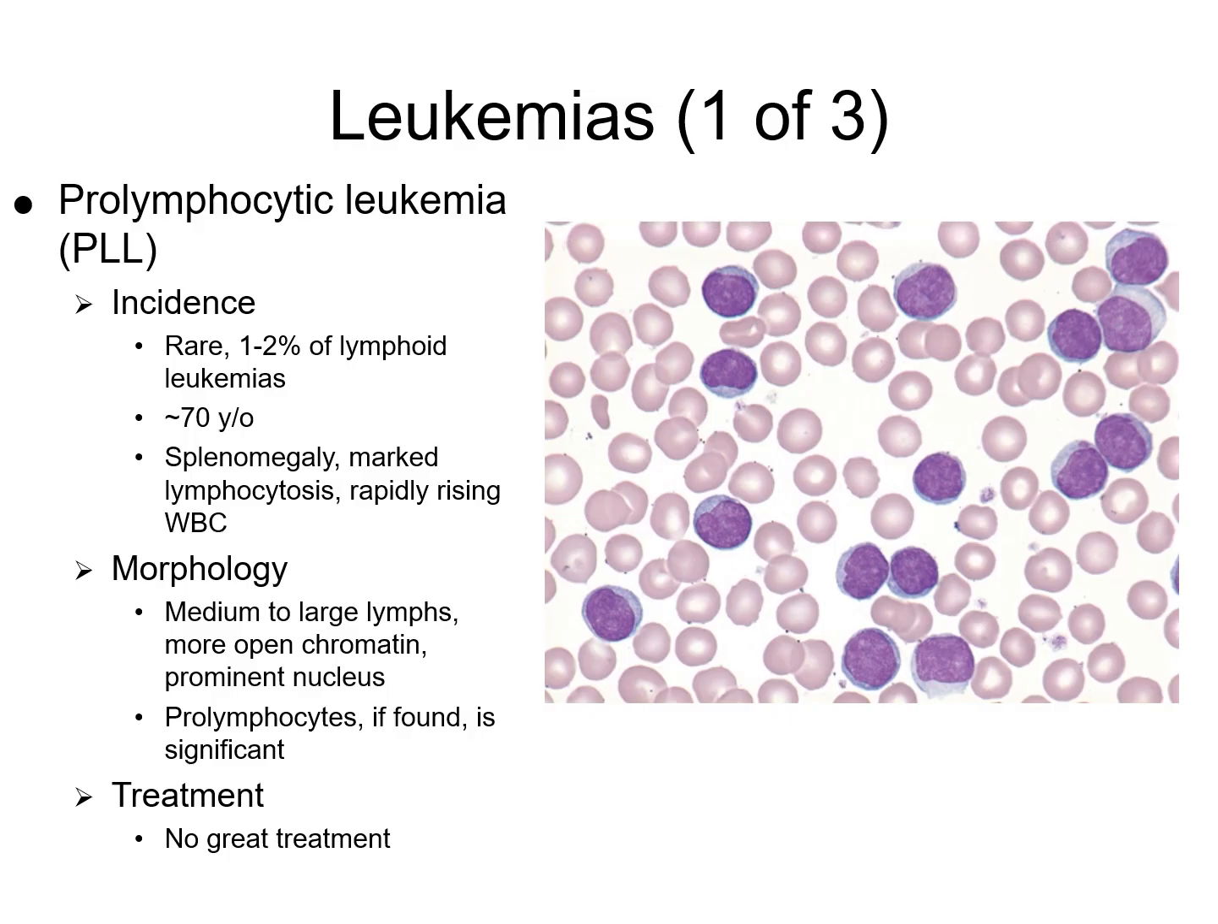Morphology, the peripheral blood is going to show medium to large lymphocytes with more open chromatin compared to your typical small lymphocytes. The nucleus is prominent, often with a visible nucleolus. You'll also have presence of prolymphocytes, which are immature lymphoid cells. They'll have more cytoplasm and prominent nucleoli. This is a diagnostic feature of prolymphocytic leukemia. So finding a significant number of prolymphocytes can distinguish prolymphocytic leukemia from other lymphoid leukemias and lymphomas.